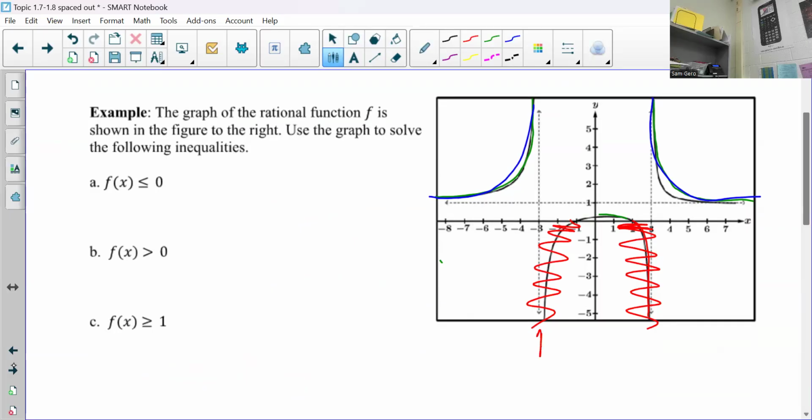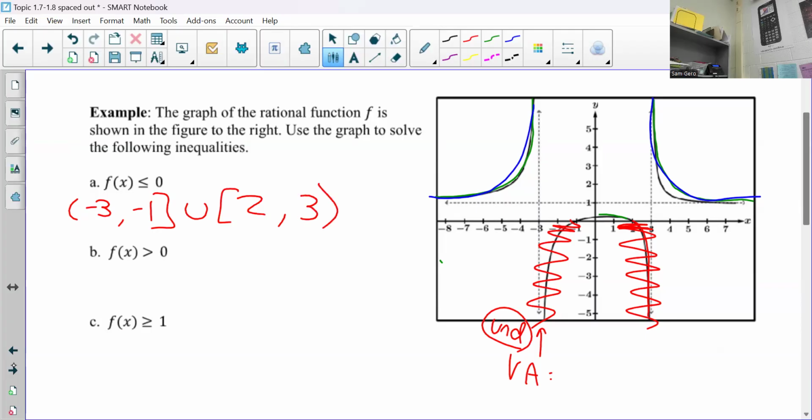There's a vertical asymptote right here. That's what you're not crossing. That's at -3, so I'm starting at -3. That vertical asymptote is always in parentheses. That's where you're undefined. Then I'm going to -1, and I'm including -1 because it's or equal to. Union, and then I start back up at 2, and I'm going to 3, but 3 gets a parenthesis because it's undefined again.